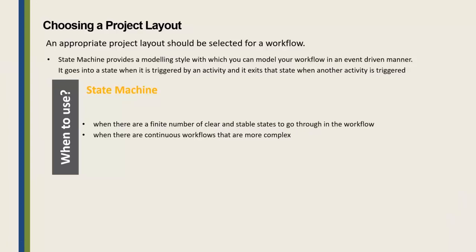The best example for the state machine in UiPath is the RE framework. There you can see there are initialization and processing events. So there are different states for the project layout. Okay, so the second use is when there are continuous workflows that are more complex. So these are the two scenarios wherein we try to choose the state machine workflow.